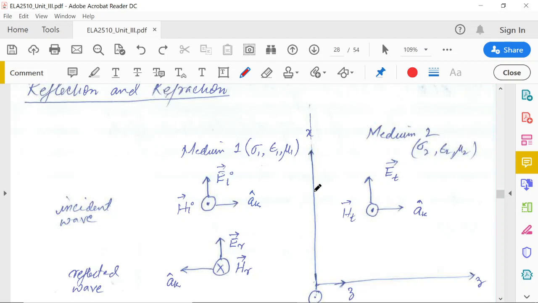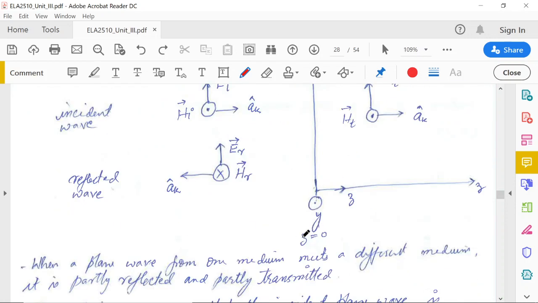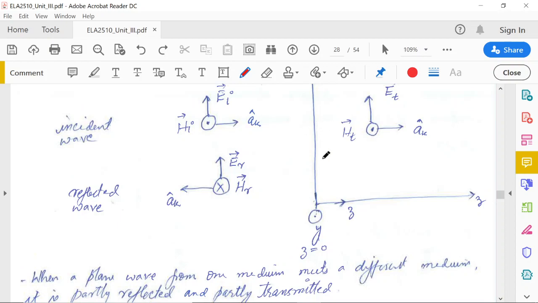Because EI and HI are perpendicular to AK, and this plane is also perpendicular to the z-axis, it means EI and HI are both tangential in this case. So E and H are always tangential.